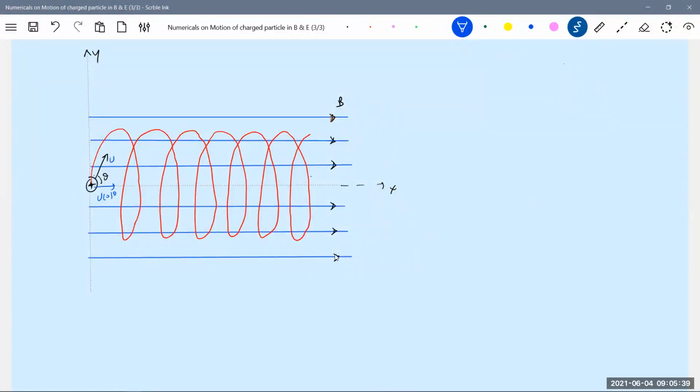u cos theta, the other will be u sin theta. That u sin theta will determine the plane of the circle. We will bring all that radius, everything. This will become the radius of the helical path. This is called the pitch.